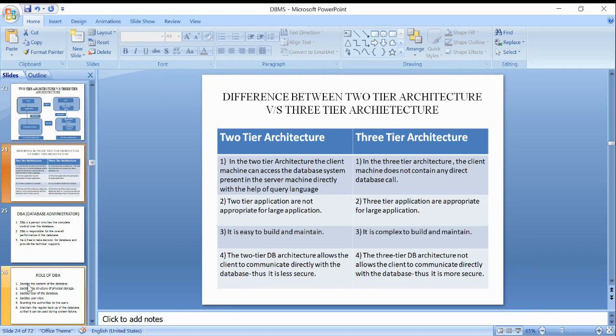Two-tier architecture is easy to build and maintain. Three-tier architecture is complex to build and maintain. The two-tier database architecture allows the client to communicate directly with the database. Thus, it is less secure. The three-tier database does not allow the client to communicate directly with the database. Thus, it is more secure.